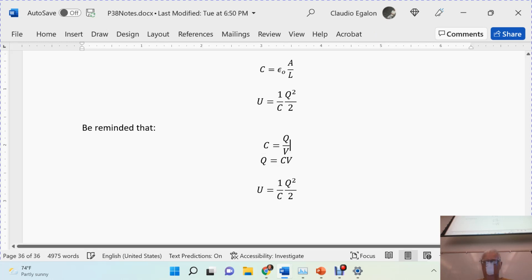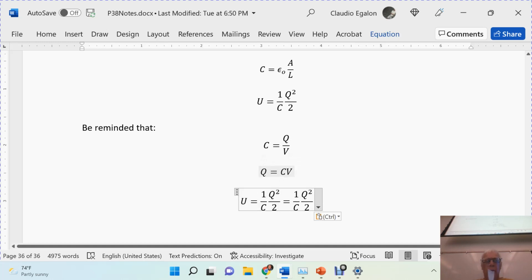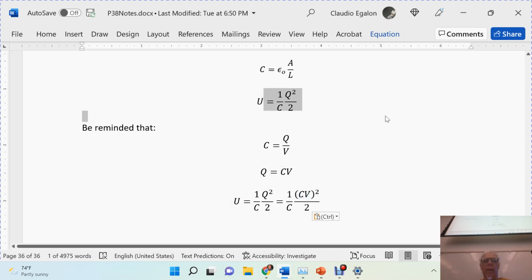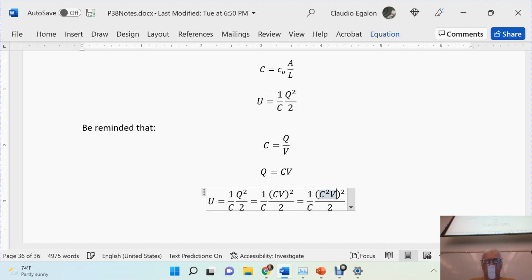Okay, and when we do that, let's see what we get. It's always good to keep exploring different relations so we can find out whether we can get a relation that's easier to memorize. Do you think it's easy to memorize something like 1 divided by C times Q squared divided by 2? Think about yourself whether it's easy or not. But let's take a look at this one. We're going to get C squared and V squared, right?